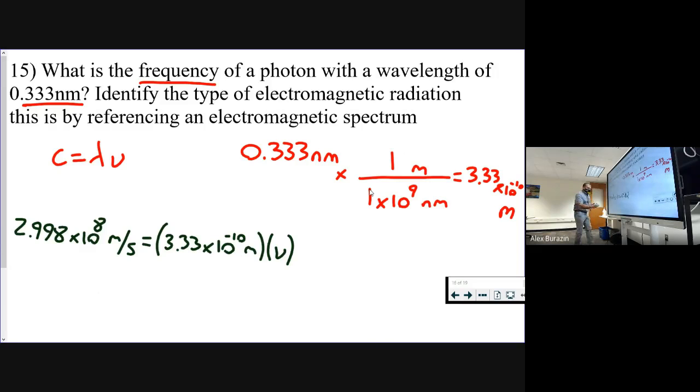And I'm getting a frequency equal to 9.00 times 10 to the 17th. Times 10 to the 17th what? What is frequency measured in?